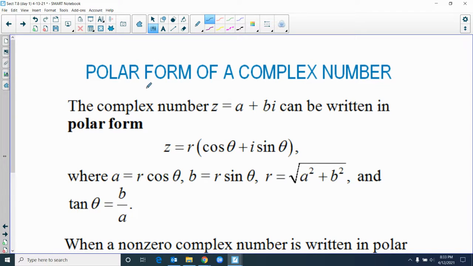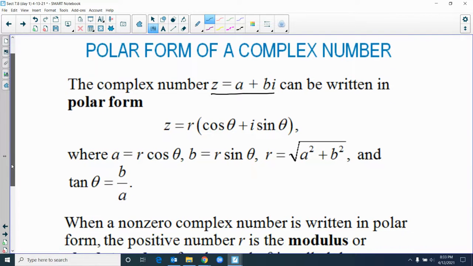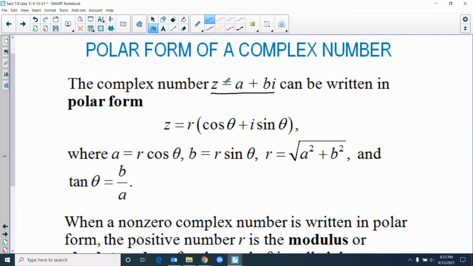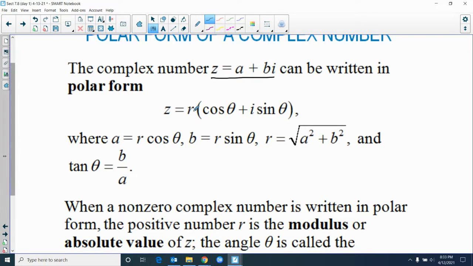Okay, polar form. That's rectangular form. A plus bi is rectangular form. We can also talk about the polar form. Just like anytime you have a regular coordinate, you can convert it to polar form. We can take a complex number and convert it to polar form. Its polar form would be right here. Z equals R times cosine theta plus I sine theta.